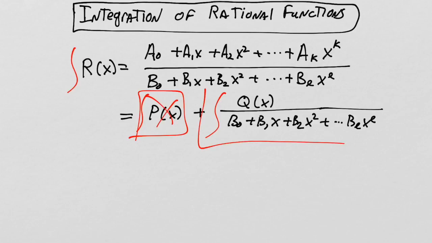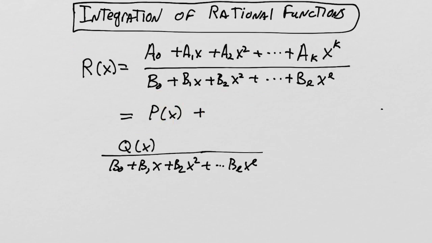So now all we have to do is focus on this, where the degree of q will always be less than L. The degree of q is going to be less than the degree of the denominator because that's what we get after we do the long division. If k is larger than L, we end up with a regular polynomial plus a remainder term, where a requirement for a remainder term is that the numerator has a lesser degree than the denominator. So now we need to focus on just this part here.